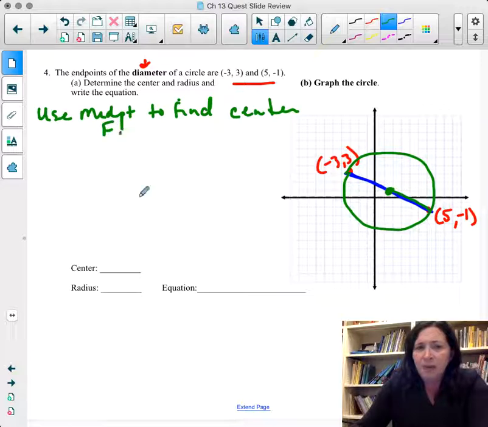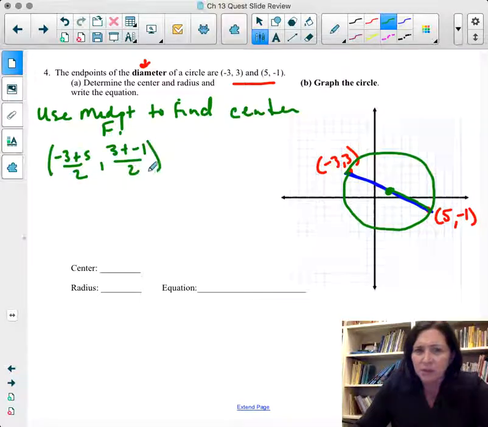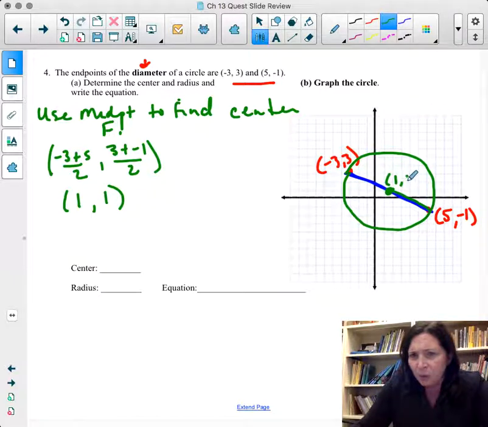And so let's do that. So the midpoint formula says add your x's, so negative 3 plus 5 divided by 2. And to find my y-coordinate, I'm going to go 3 plus negative 1 divided by 2. So negative 3 plus 5 is 2. 2 divided by 2 is 1. 3 plus negative 1 is 2. 2 divided by 2 is 1 again. So it looks like my center is at 1, 1.